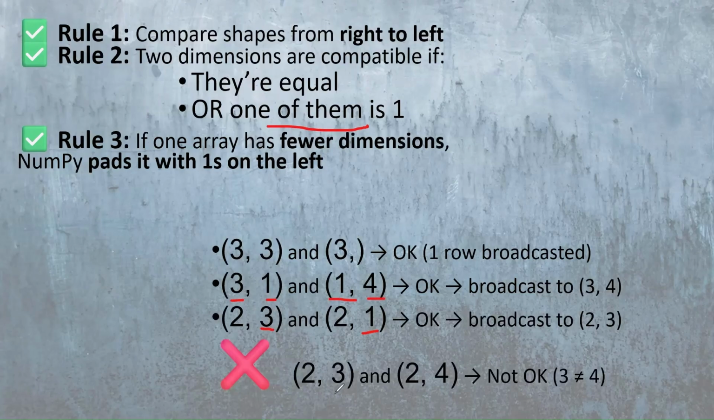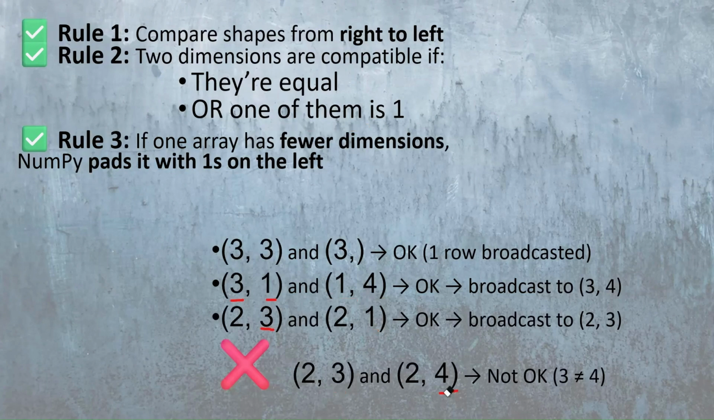What about this one? 2 cross 3, 2 cross 4. When you compare 3 and 4, they're not equal and neither of them is 1. So both the conditions are false. So this one cannot be broadcasted. This will give you an error when you try to broadcast it.